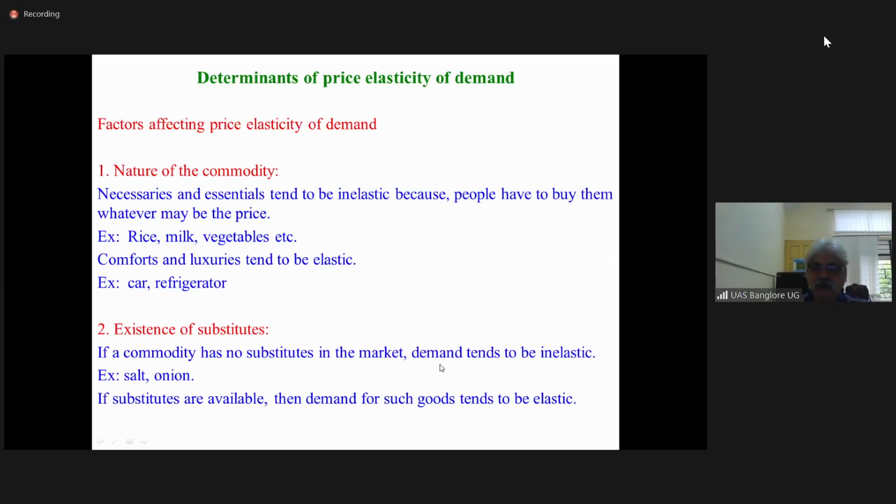If the substitutes are available, then the demand for such goods tends to be elastic. For example, toothpaste. If you can't get Colgate toothpaste, maybe you'll go for Pepsodent. If Pepsodent is not available, you'll go for Closeup. So there are substitutes available. Then the demand for Colgate toothpaste will be elastic.